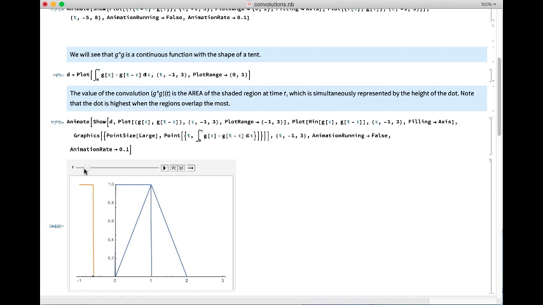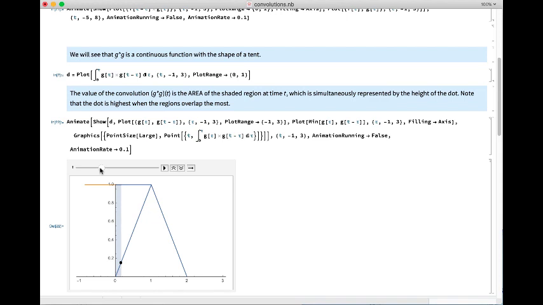And so as I bring it along, let's see what happens. Here comes the other characteristic function. So tau is negative, but it's increasing. As soon as t gets to positive, rather, now there's an overlap, right? And when there's an overlap, we're looking at the area of that common space, which is this blue region right here. The value of this area is represented by the height of this dot.